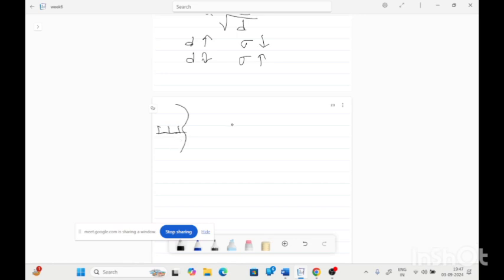So if the grain boundary area is high, the dislocation restriction will be high, and due to the high restriction, the strength will go up. So that's why with decreasing grain size, grain boundary area will be high, and the strength will increase to a much higher extent.